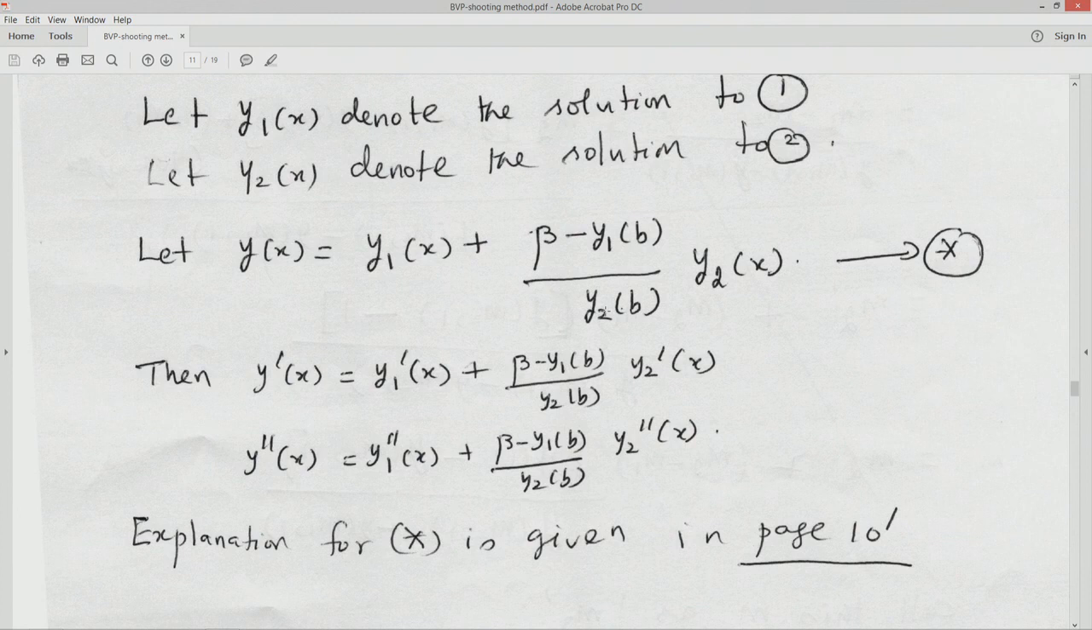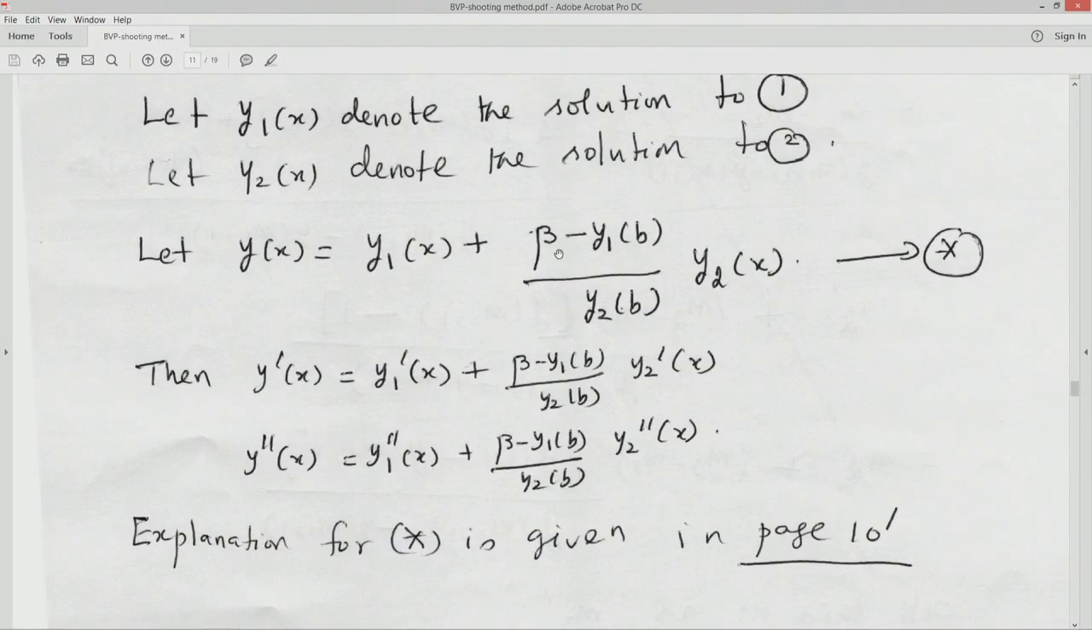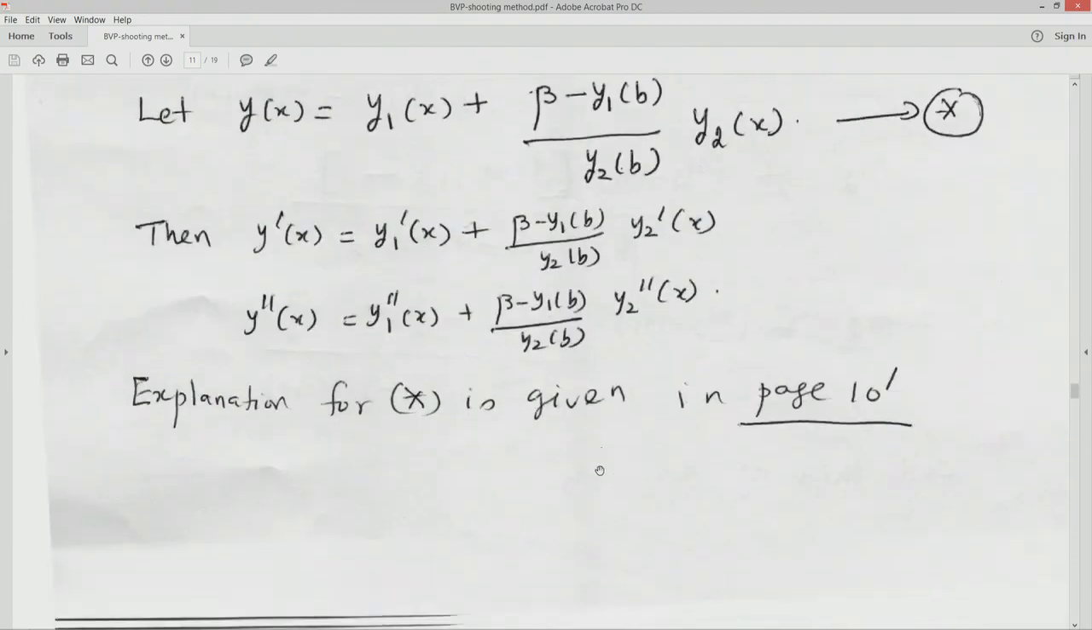Please recall that we had written the solution in the form y1 of x plus k times y2 of x, and we said that we determine k in such a way that the prescribed boundary condition at the other end point, namely b, is satisfied. What is the other end point condition? y at b must be equal to beta. So, we have imposed that condition and we have arrived at the constant as this. So, I have given the explanation here.